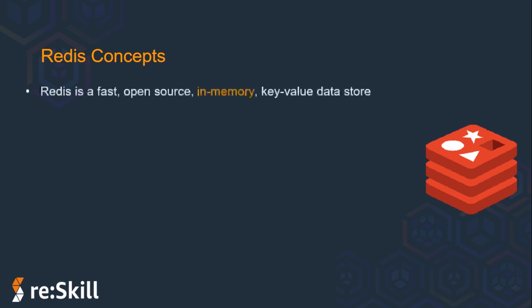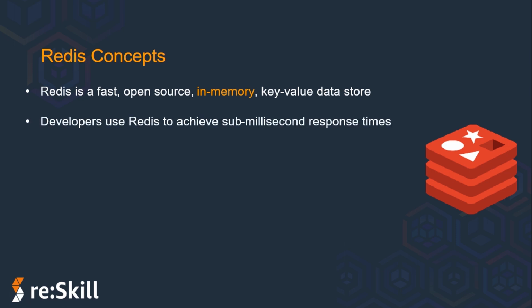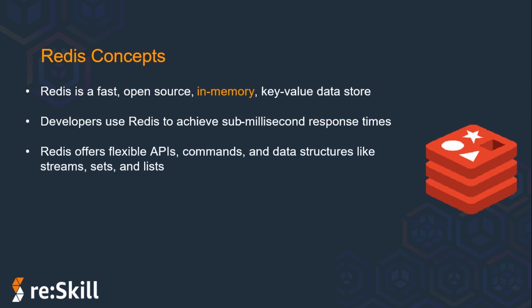So what is Redis? Redis is a fast, open source, in-memory key-value data store. For this purpose itself, I asked you to understand what in-memory databases are. Developers use Redis to achieve sub-millisecond response times, enabling millions of requests per second for real-time applications in industries like gaming, ad tech, financial services, healthcare, and IoT. Also, in 2021, Redis was named Stack Overflow's most loved database for the fifth consecutive year. Redis offers flexible APIs, commands, and data structures like streams, sets, and lists to build agile and versatile applications. Also, it has support for advanced data structures. So it has a lot of benefits along with it.